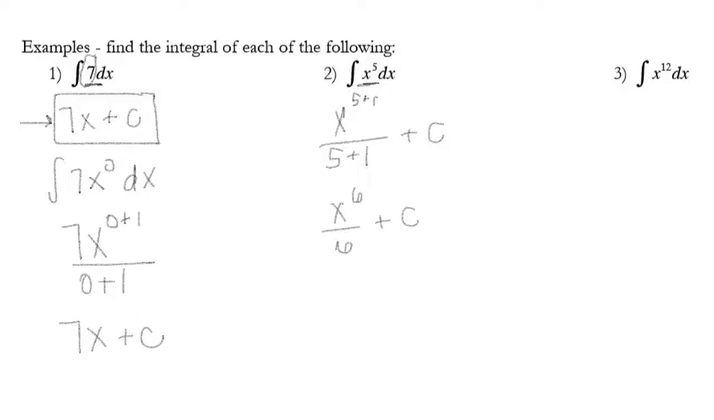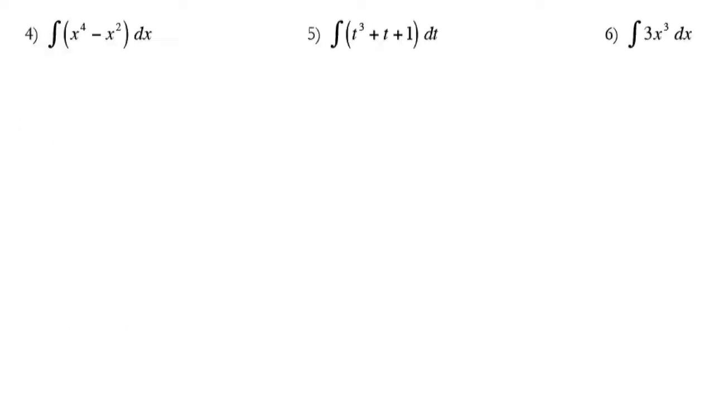And so looking at number 3, again, same idea, and hopefully we see we would get x to the 13th over 13 and then plus some constant c. Okay, number 4, now we have problems a little bit more involved. Just like we could take the derivative of individual terms if we're adding and subtracting, the same is true for our integration. We can divide this up and have something that looks like this.